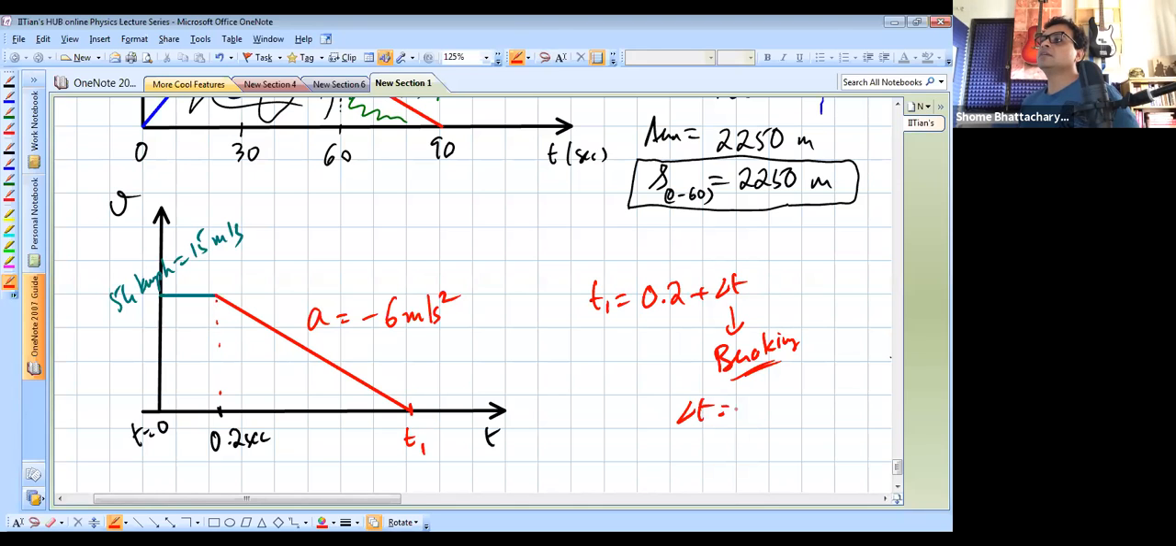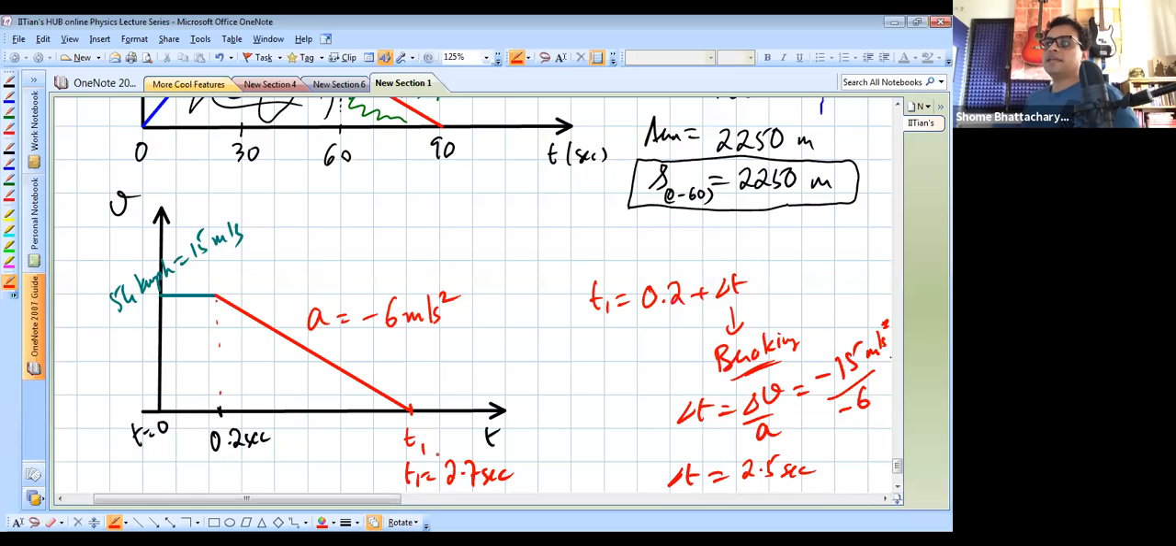So how much is that time delta t? It is equal to the change in velocity upon acceleration. Sorry, delta v by acceleration, because that is how we define acceleration: change in velocity upon change in time. You can see the velocity has changed by minus 15, because it has gone from 15 meters per second to 0. So the velocity dropped by 15 in a time interval of delta t, which we are trying to find out, with a rate of deceleration of 6. So my delta t is equal to 15 by 6, so that is 5 by 2 or 2.5. Delta t is this much. That means what is this time t1? It is actually 2.7 seconds, because this interval from here to here is only this.